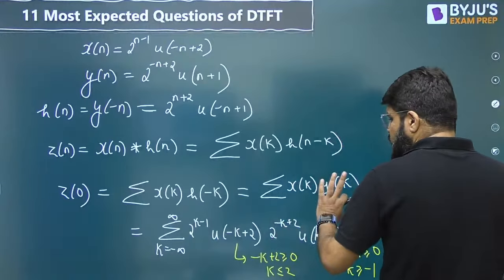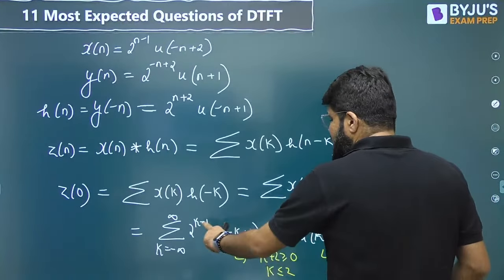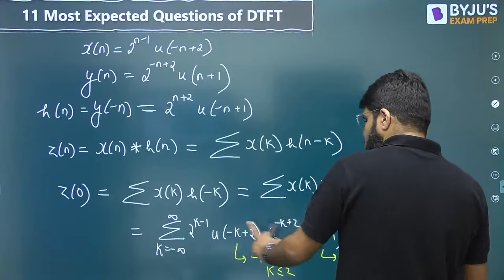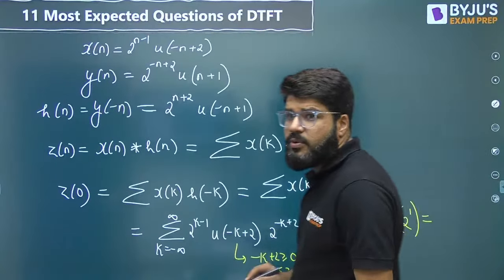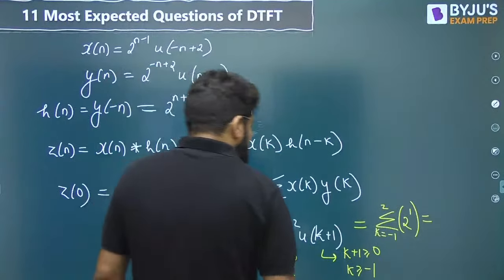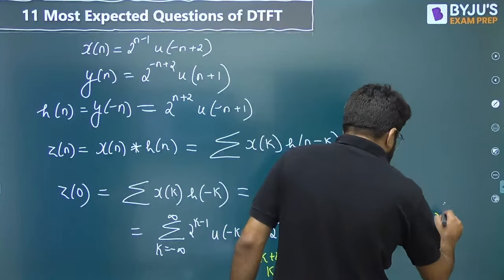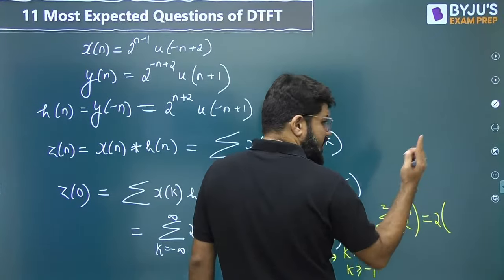2 raised to the power k, 2 raised to the power minus k cancelled. What will remain? 2 power minus 1, 2 power minus 1, 2 power 2. It is total 2 power 1. That's it. So your answer is now ready. 2 power 1 is a constant, that is outside. Summation of 1 is just equal to 1.